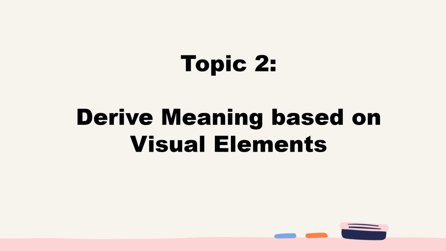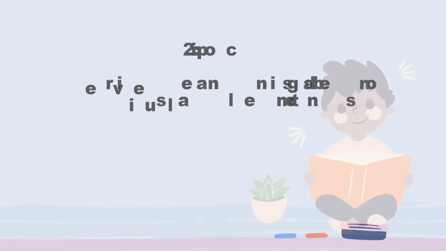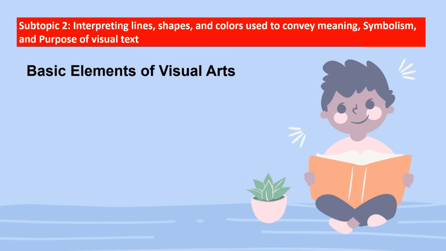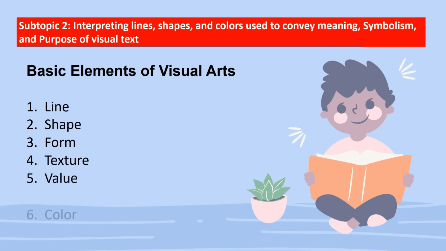Today, let's dive deeper to our lessons. Let's talk about deriving meaning based on visual elements. To appreciate and interpret artworks appropriately, one must understand and learn the 7 basic elements of visual art: line, shape, form, texture, value, color, and space. In this topic, we shall focus more on understanding the importance of lines, shapes, and colors to convey the meaning of an artwork.